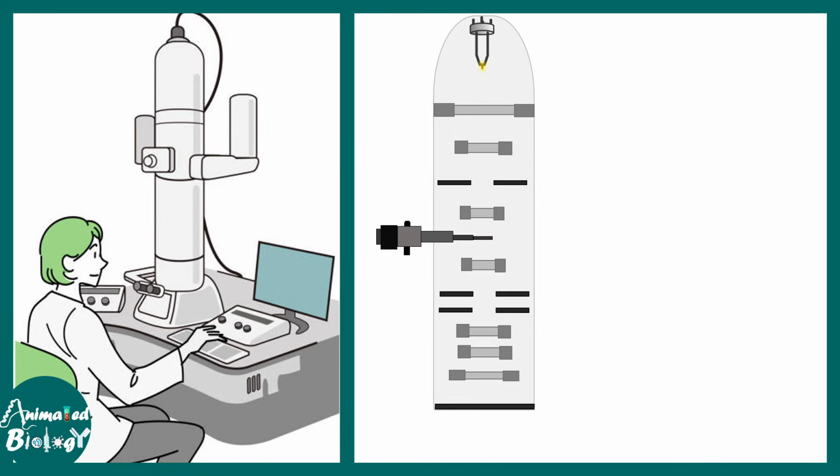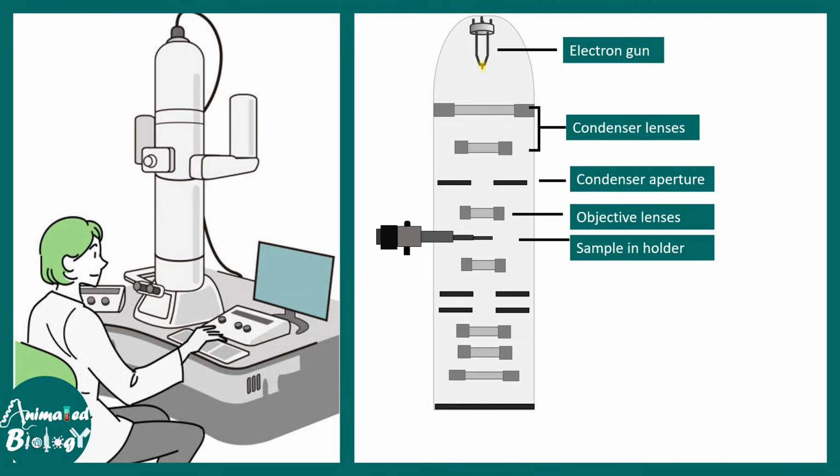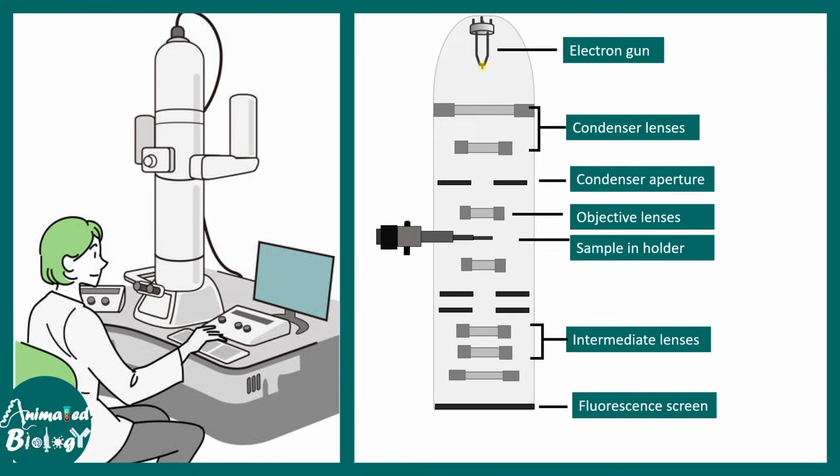Now let's look at the beam path to understand the technique much better. So here is the overall envelope of an electron microscope, or the transmission electron microscope. Here is the electron gun, which is the source of the electrons. Here are the condenser lenses. Here are the condenser apertures. This is the objective lens. This is the sample holder. This is the intermediate and projector lenses. And lastly, it gets projected onto the fluorescence screen.